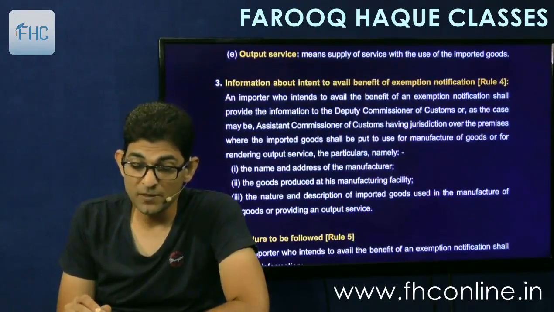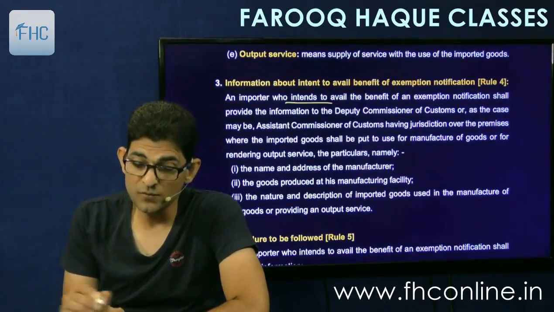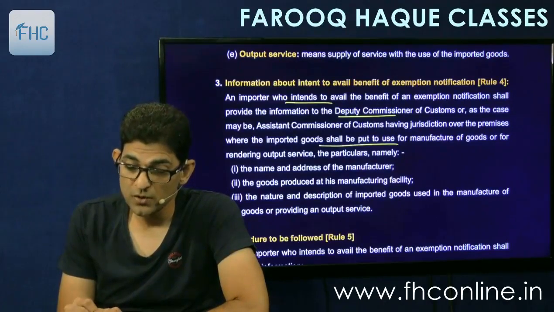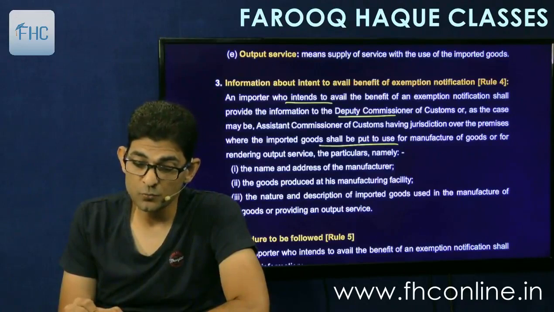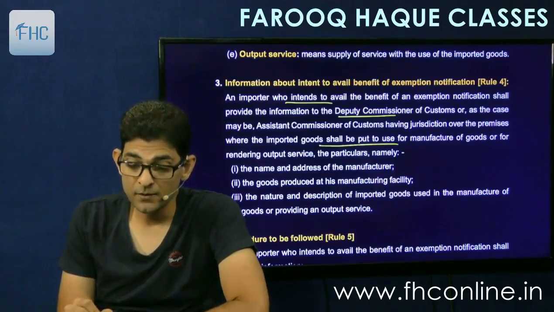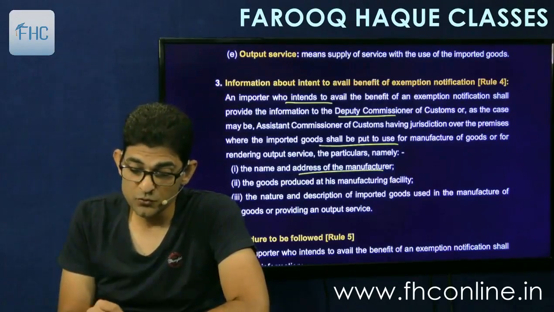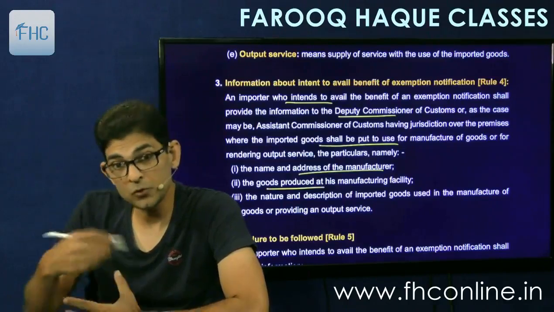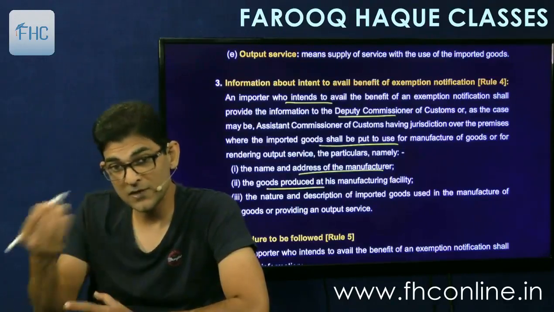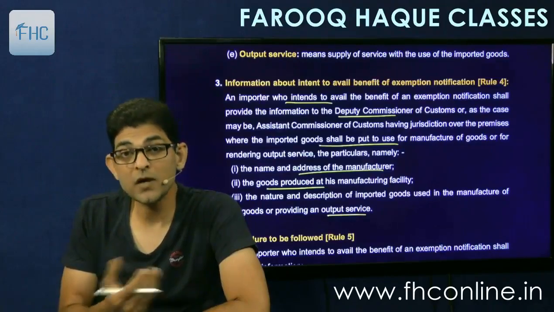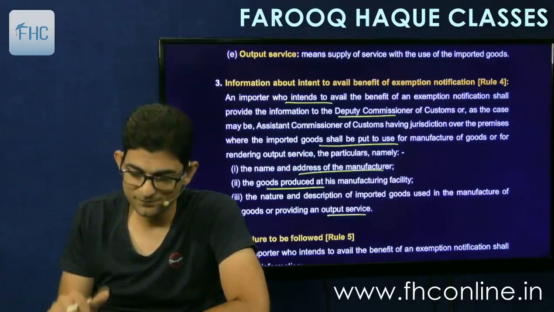Information about intent to avail the benefit. An importer who intends to avail the benefit of the exemption notification shall provide the information to DC or AC having jurisdiction over the premises where the imported goods shall be put to use for manufacture of goods or rendering output service. Okay. The particulars, namely the name and address of the manufacturer or the service provider, the goods produced at his manufacturing facility, what I am going to produce with these raw materials, if it is a case of raw materials, and the nature and description of imported goods used in the manufacture of goods or providing output service. So what are the goods I want to import? So I will mention Apple tablets.